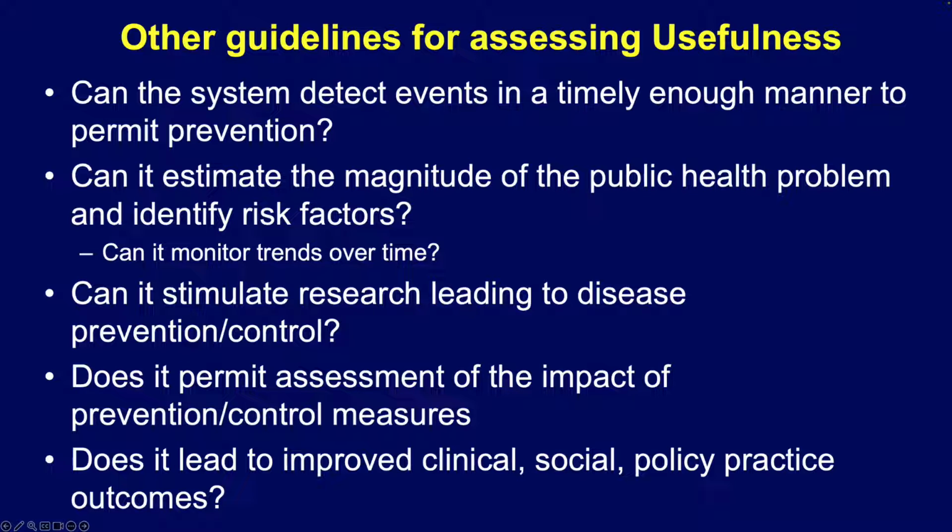So other questions you can ask when assessing the usefulness of a surveillance system include, can it detect events in a timely enough manner to permit prevention? Can it estimate the magnitude of the public health problem and identify risk factors? Can it monitor trends over time reliably? Does it stimulate research that leads to disease prevention and control? Does it permit assessment of the impact of prevention and control measures? And does it lead to improved clinical, social policy, and practice outcomes?